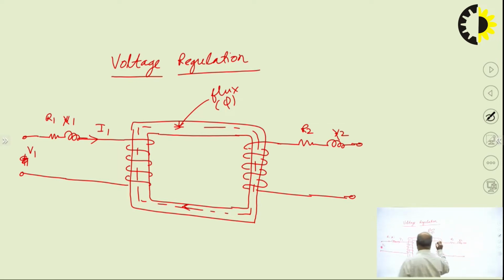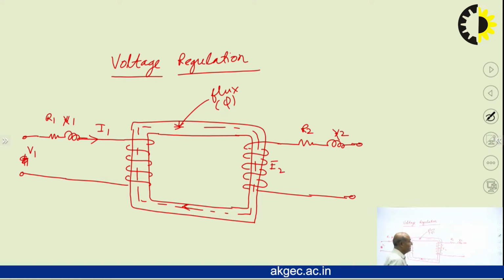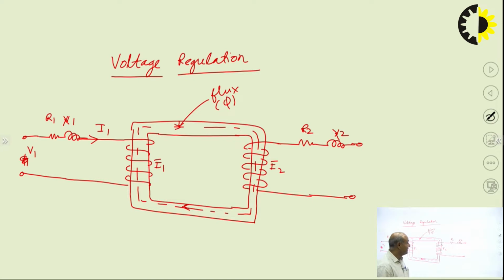Now this flux, since it is alternating, is changing in this secondary winding. So there will be an induced voltage here. This is known as E2, and here there will also be an induced voltage, known as E1. And now this is available at the load terminals. You can say these are the load terminals. Here we can connect a load.